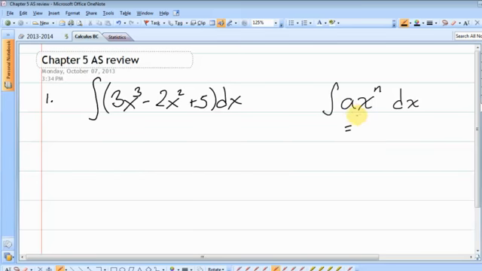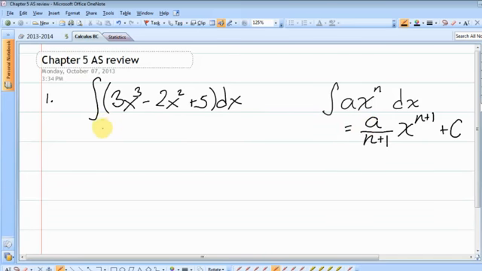Okay, so this is just take the coefficient, take the old power and increase it by 1, shove it in the denominator. Take the x and increase that power again, and add a constant of integration. This is a general rule for powers.